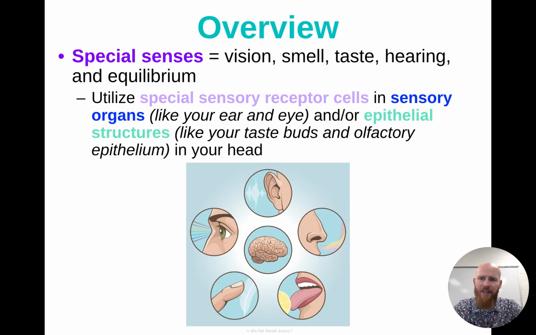But the key thing here, guys, is that we utilize these special sensory receptors in our sensory organs like our ears, our eyes, and our epithelial structures like taste buds or your olfactory epithelium, that's referring to your nose. And those are all going to be in your head. Translating everything that's not touch from your peripheral body portions, it's all going to be within your head.